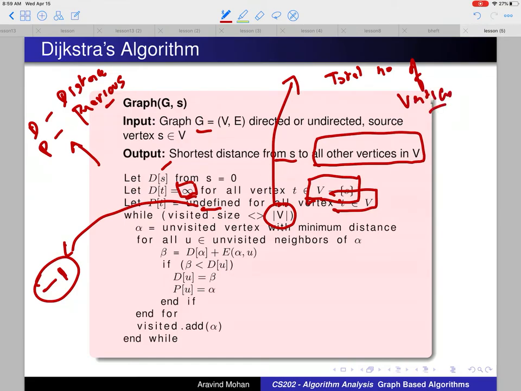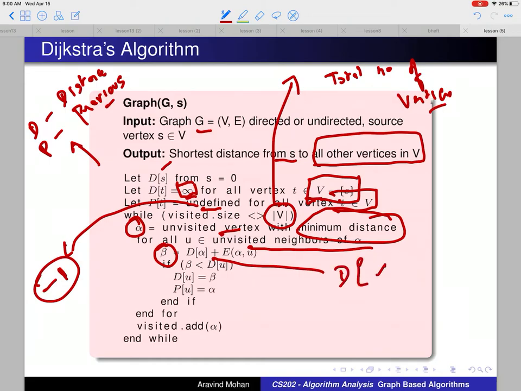Total number of vertices. And then we're going to check if there is an unvisited vertex, then we find the minimum distance in that unvisited vertex, right? So we find all the unvisited vertices, and we find the vertex with a minimum distance, and we set that as alpha. And then we go and explore all the unvisited neighbors of alpha, right? So we are going to find the beta there. The beta here is going to be distance of alpha plus the edge weight between alpha and u, right?